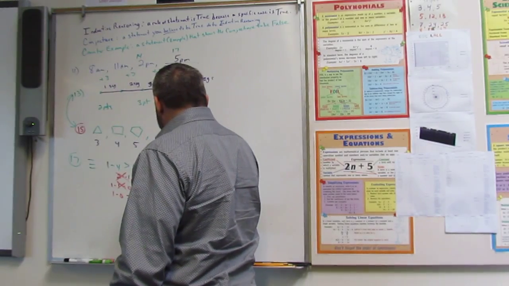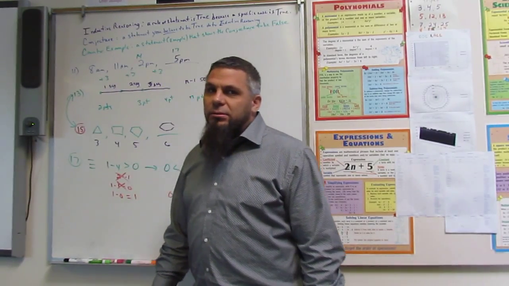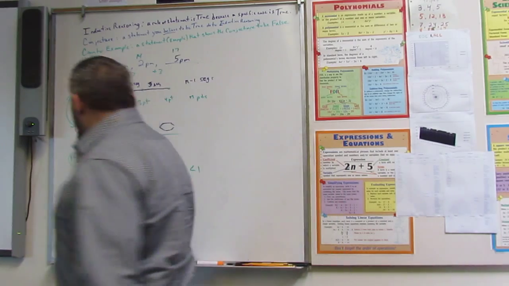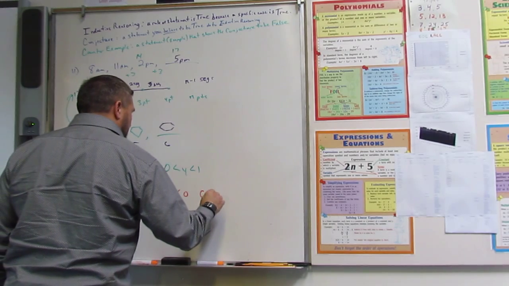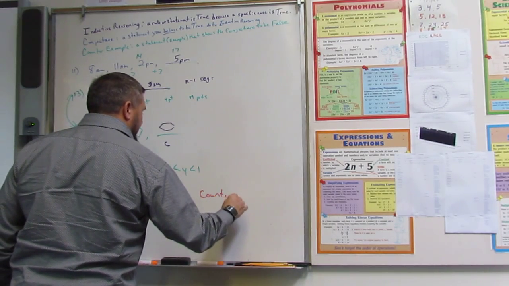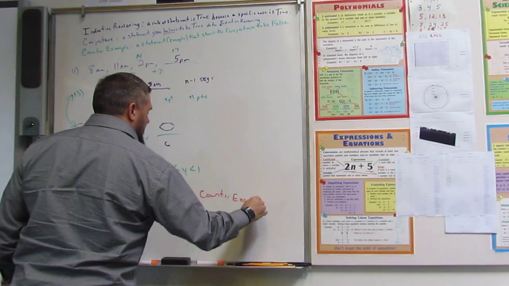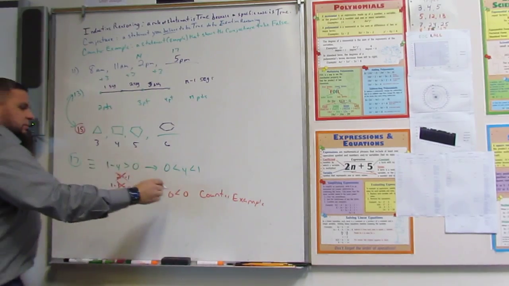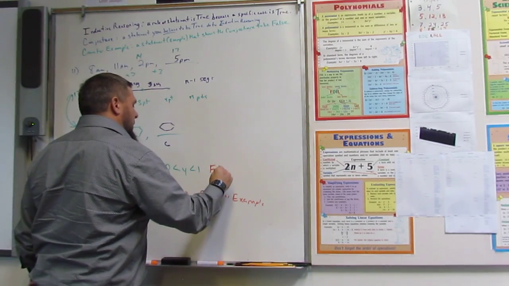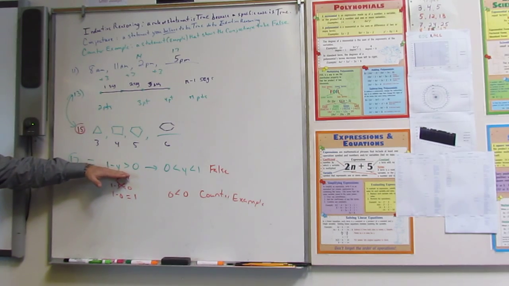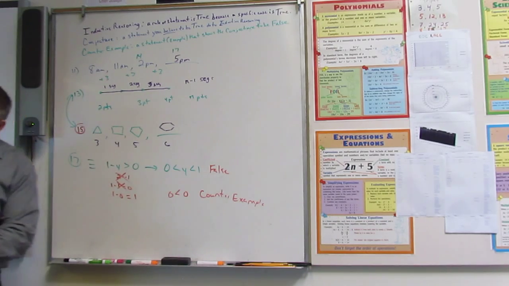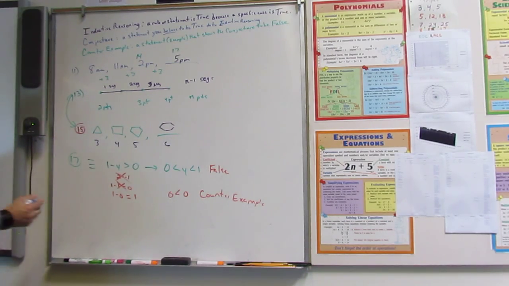Okay? Now is 0 greater than 0? No. We just proved this with a counter example. This is not true. This is false due to a counter example. We took their hypothesis and disproved their conclusion. And that's what's coming up in the next section.